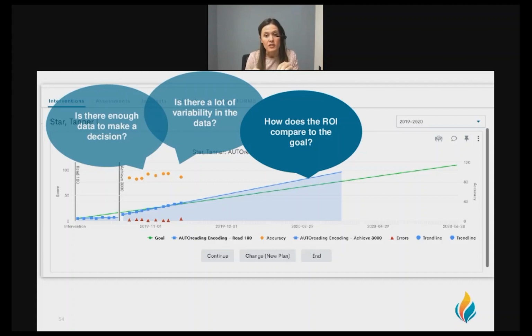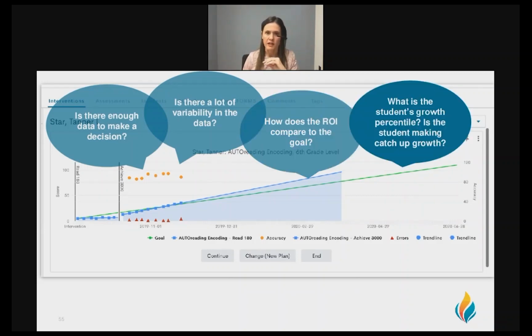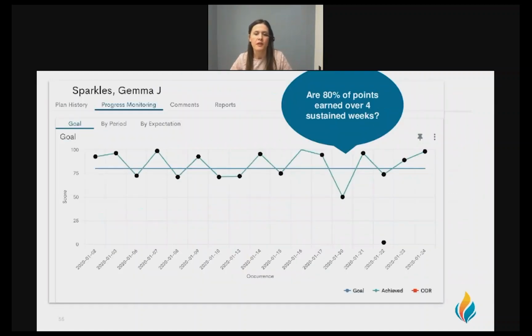And then, of course, we want to look at how the student's current rate of improvement compares to what we said was the goal. There's a lot that you need to know about goal setting, but making sure that we're setting realistic goals is very important. And then I'm also thinking about what the student's growth percentile is. Is the student making catch-up growth? Again, going back to that concept that if they're only making average growth, they're going to continue to just stay at that same level because it's typical. We want to have accelerated levels of growth. So we want to see higher growth percentiles for our students.